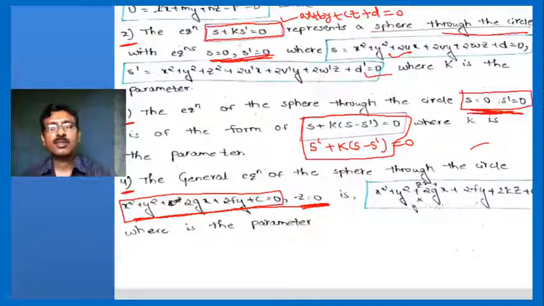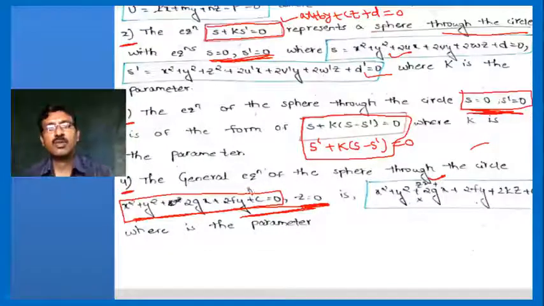Here the equation of the sphere passing through the circle is x square plus y square plus z square plus 2gx plus 2fy plus 2kz plus c equal to 0. Here one term is added to x square plus y square plus z square: 2gx, 2fy and c are similar and taken here, and one more term 2kz is added, equal to 0. This is equation 4.